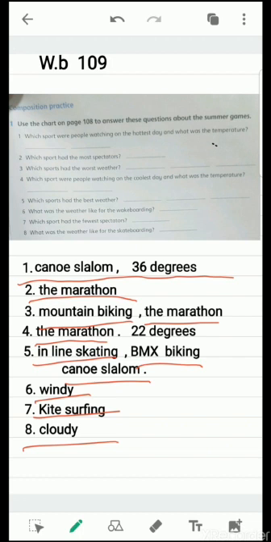Okay, question number 2. Which sport had the most spectators? Which sport had the largest audience or the most viewers? Of course, it's the marathon. 3. Which sports had the worst weather? Which sports were in the worst weather? They were the mountain biking and the marathon.